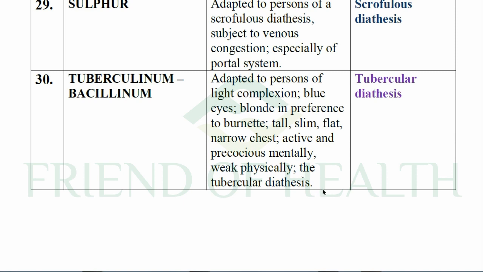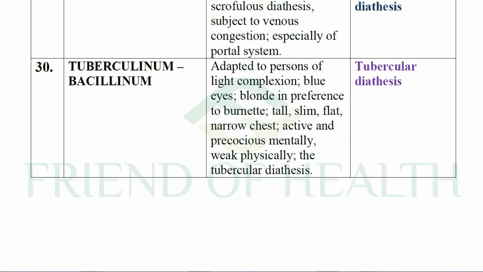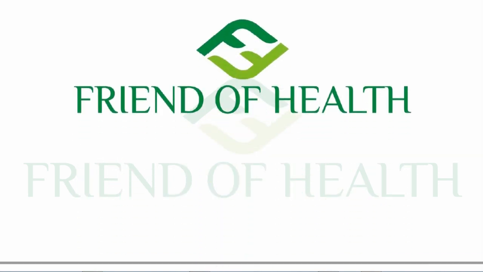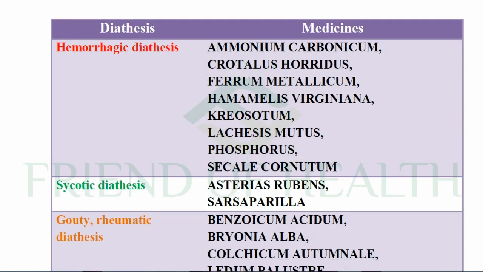These are previous year questions actually. So tubercular diathesis, Tuberculinum, that alone should not be studied. You should study all these features: precocious mentally, weak physically. All these things they can come and they can ask which remedy. So Tuberculinum will be the answer. So to conclude and to summarize, we will make it in a column.